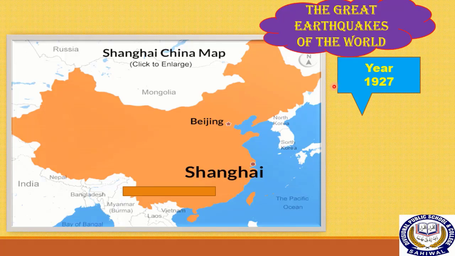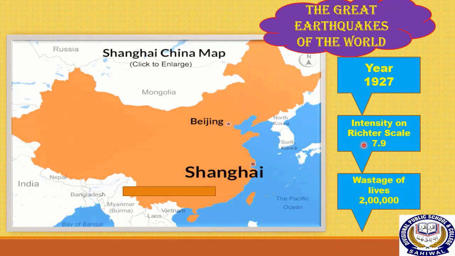The worst earthquake came over here in 1927. Intensity on the Richter scale was 7.9. Loss of lives: 2 lakh people.